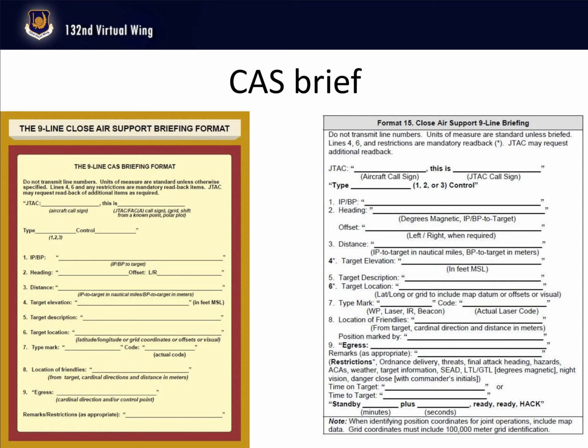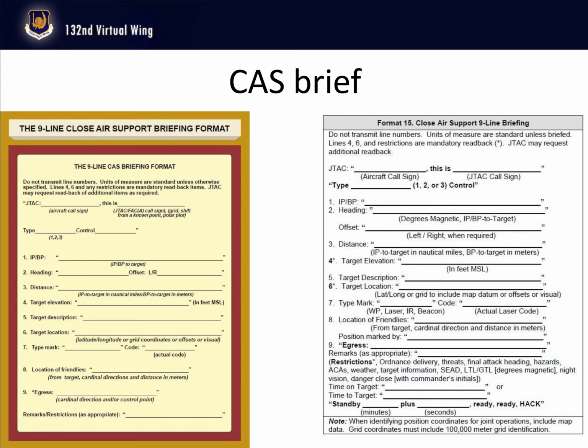Type of mark, line 7. If we have a smoke mark or a laser mark, it will be given here. If it's a laser mark, we also give the code, the PRF. Line 8 is the location of the friendlies relative to the target. If I'm the JTAC and I have the target to my west 300 meters, then line 8 will be friendlies east 300 meters, because it's reciprocal. And of course, this is the location of the nearest friendlies. There could be a lot more friendlies behind me, but I'm the closest one, so I'm what's relevant.